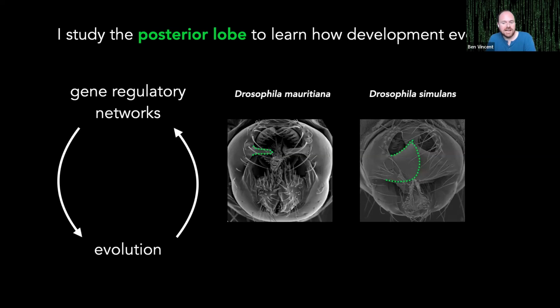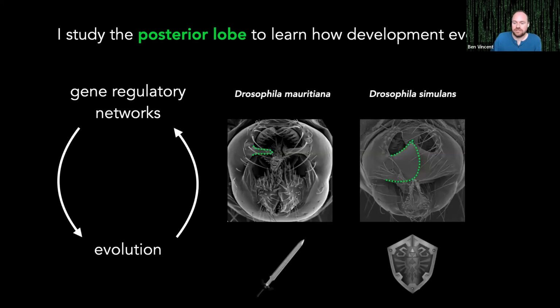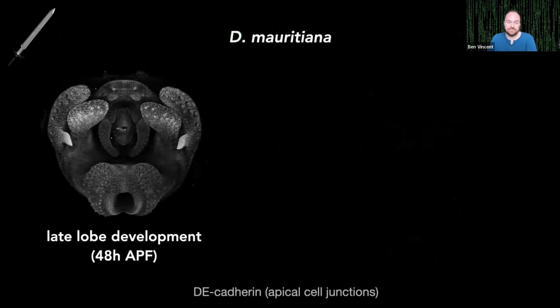For now, I'm going to give these structures nicknames to save me time and to help you remember them. So the mauritiana lobe is thin and spiky, so I'll call it the sword, and the simulans lobe is big and flat, so I'll call it the shield. And basically, I want to find the genes that make the sword different from the shield. So to do that, I started by tracing their development.